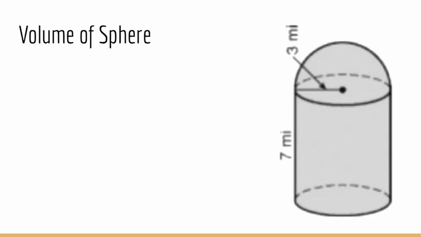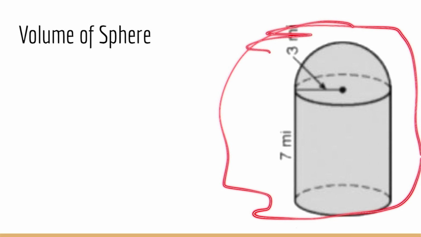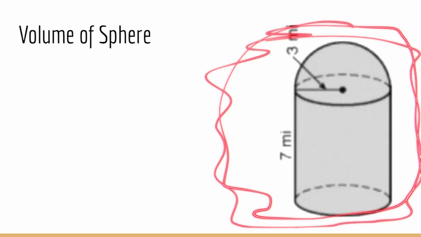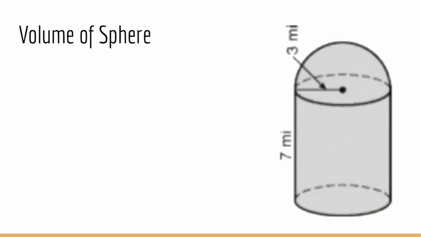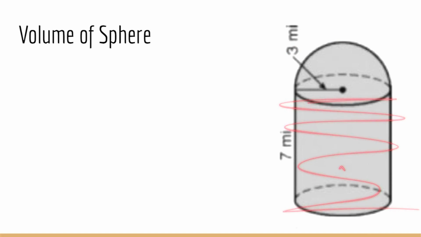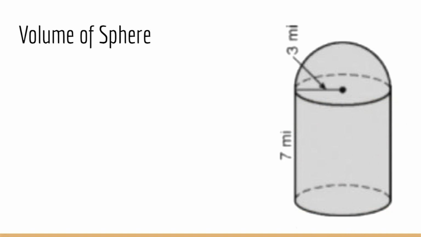Awesome. So we once again are going to do a composite figure, which is just like two 3D shapes put together. So here we have a bullet casing for a gun. We're going to have the top of it, which is going to be half of a sphere, and the bottom of it, which is going to be a cylinder. So first we have to find the volume of the half of a sphere, and we're going to add that to the volume of the cylinder.